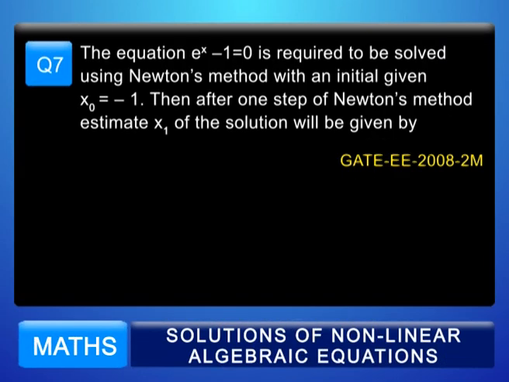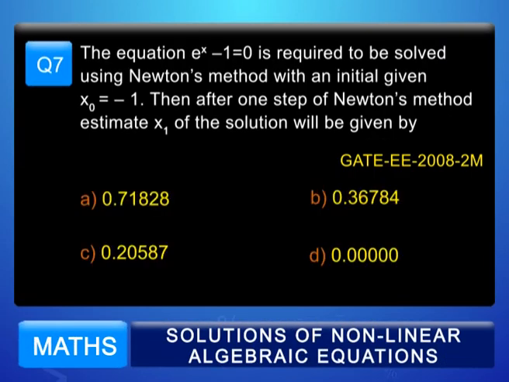Question number 7. The equation e^x minus 1 is equal to 0 is required to be solved using Newton-Raphson method with an initial guess x0 equal to minus 1. Then after one step of Newton's method, the estimate of x1 will be. There are 4 options. Let us see which one is correct.